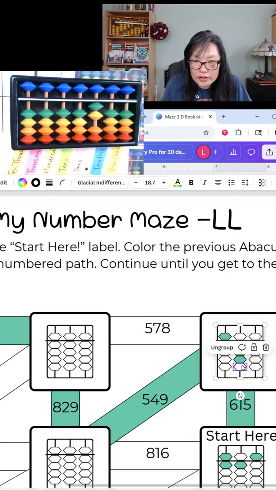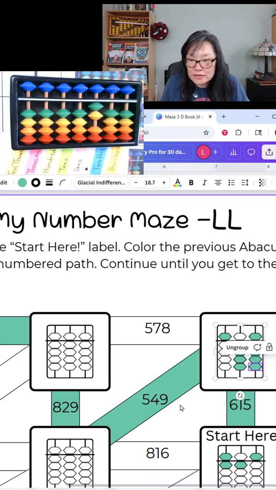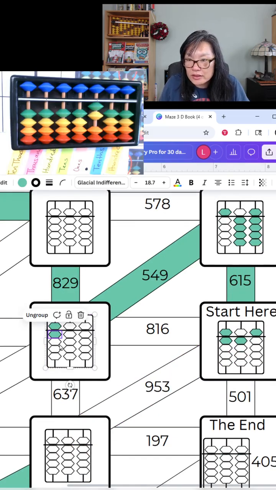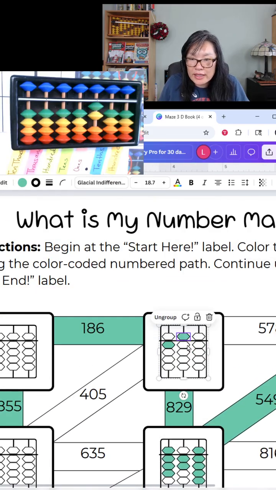And this is 549. 5, 6, 7, 8, 9. And then I'm down here, I go 800, 9. We have 186. And then here we have 855.